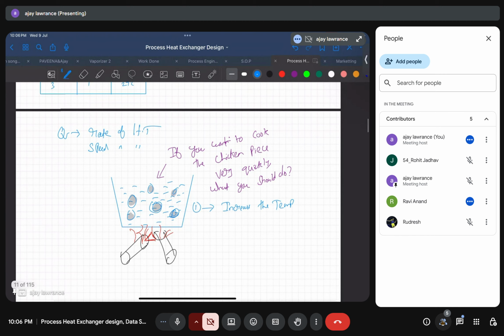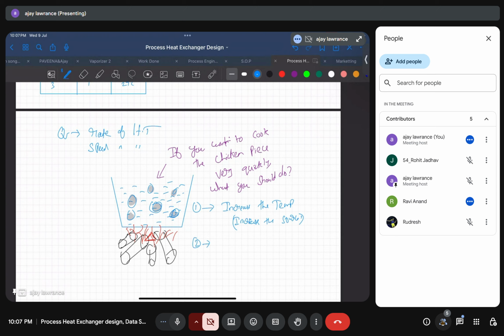Or you can say increase the source. Instead of having 2 wood logs, if I keep another 2 and burn those also, my flame temperature will increase, and based on the increase in source or increase in temperature, technically we can cook the chicken very quickly, right Anand? What is another method?